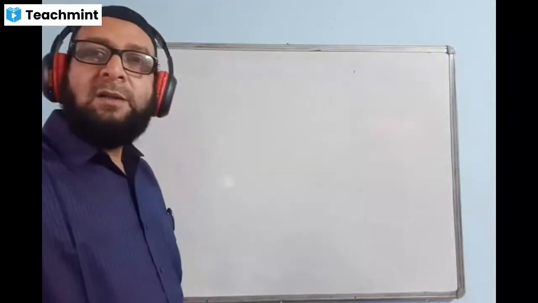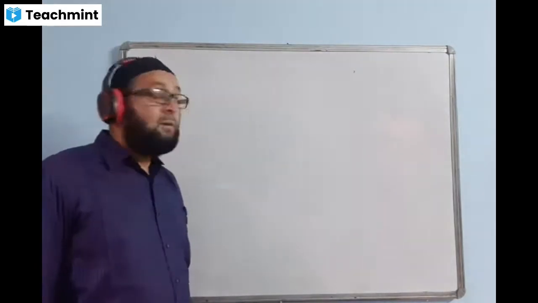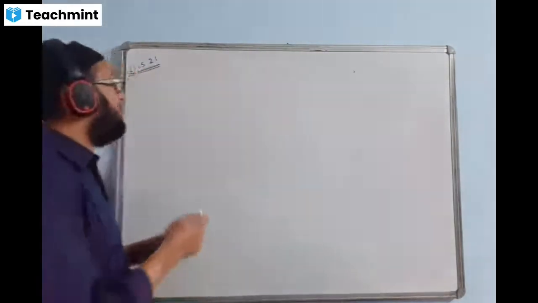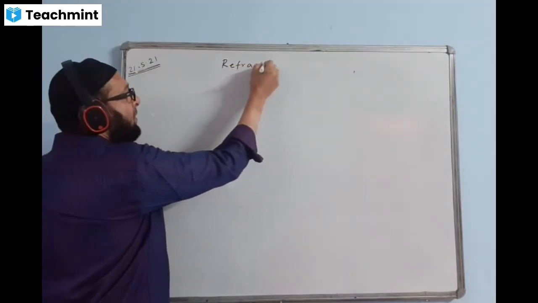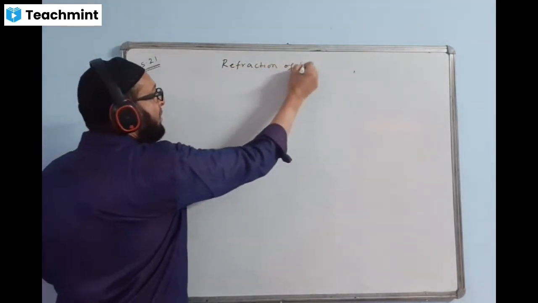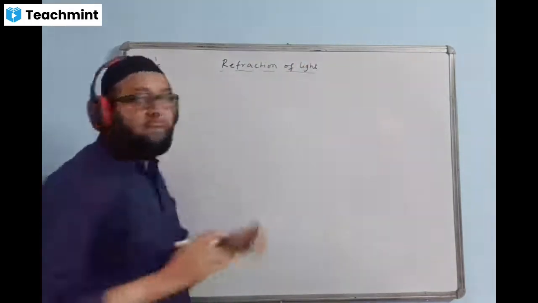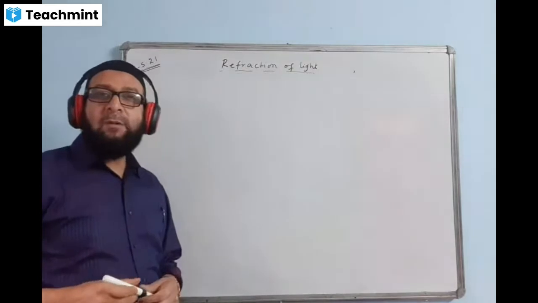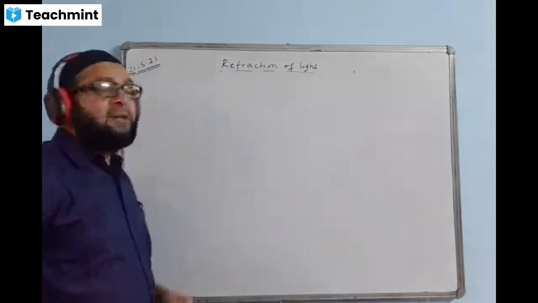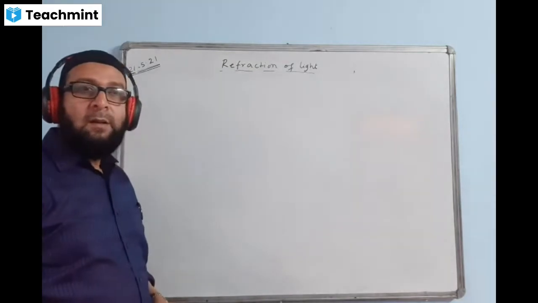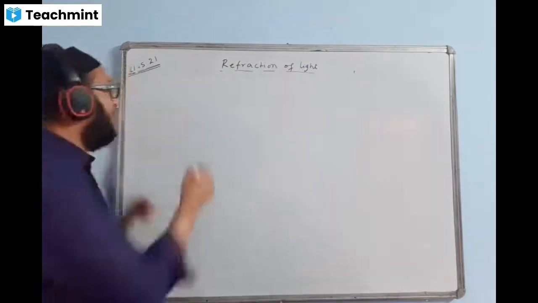Okay, boys, last class I was discussing the action of reflecting prisms, from the same chapter, refraction of light. The last part we'll do, and then we start a new chapter, the chapter on lenses. I think one case I discussed, now write case two.